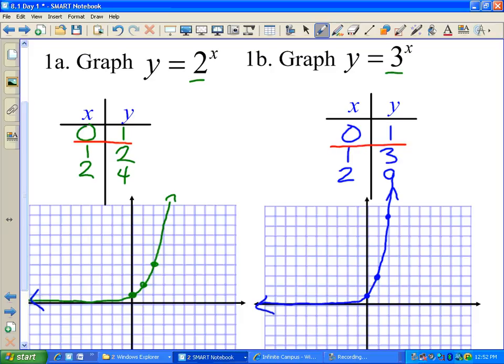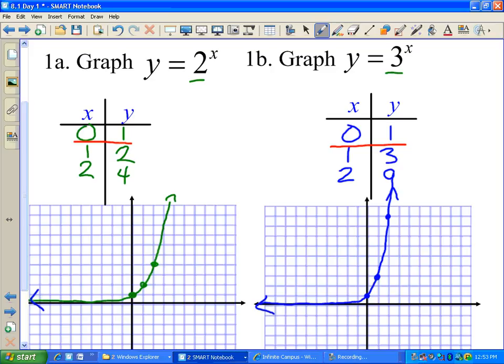They always have the coordinate (0, 1). If I had y equals 5 to the x, will that have the coordinate (0, 1)? How about 50 to the x? Anything to the 0 power will give me the point 1. So every single one of these will go through the coordinate (0, 1). That's something that's interesting. That's something that's the same.